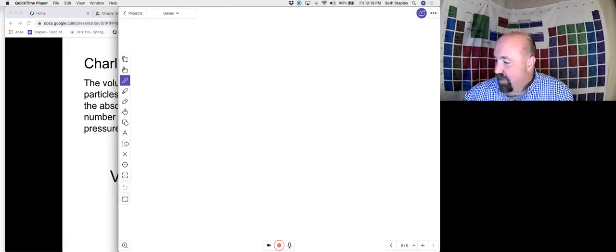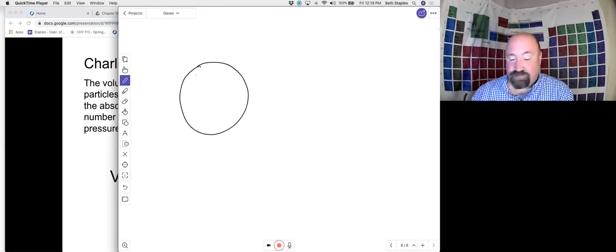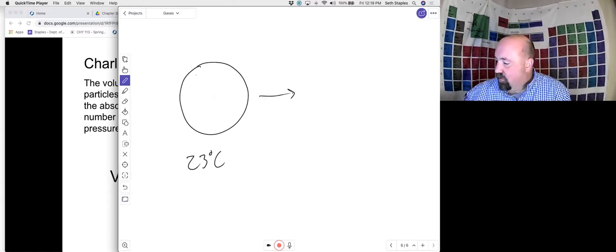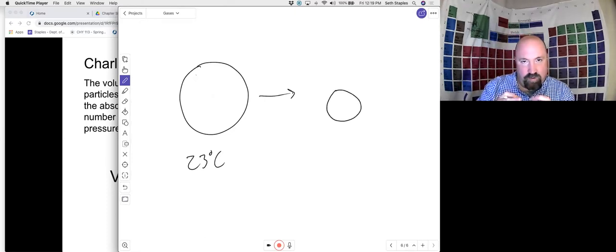Let's say that I have a certain balloon, back up here, at a certain temperature. This balloon is at 23 degrees C. It has a certain pressure. Now, what I do is I decrease the size of the balloon. I compress my balloon a little bit.